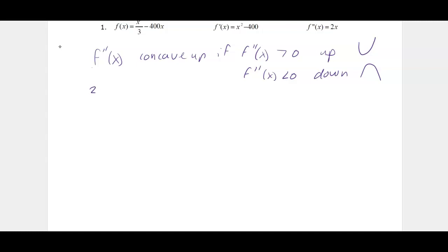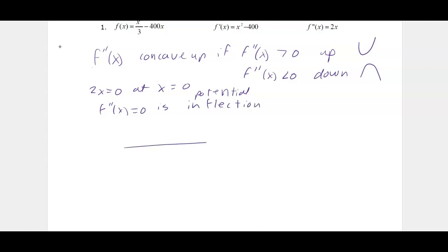So I have 2x equals 0, at x equals 0. I find that. And f double prime of x equals 0 is a potential inflection point also, meaning where the function changes from concave up to concave down. It's only potential because, just like with the maxes and mins, it only counts if the second derivative changes sign there. So this is a sign chart for the second derivative.